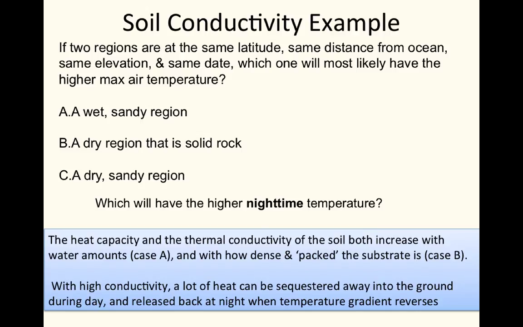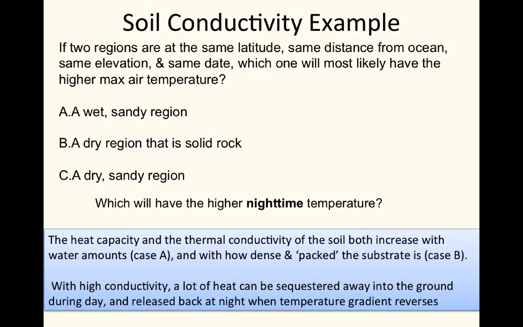Thinking about heat capacity, which is how much energy it takes some substrate to change its temperature 1 degree Celsius, we can think about heat capacities of the soil and thermal conductivity. It turns out if you add water to a soil, you increase both. You increase the heat capacity, how much energy it takes to raise the temperature. You also increase the thermal conductivity, how much energy could be transferred to the deeper soil, which therefore isn't available to heat the air above it.